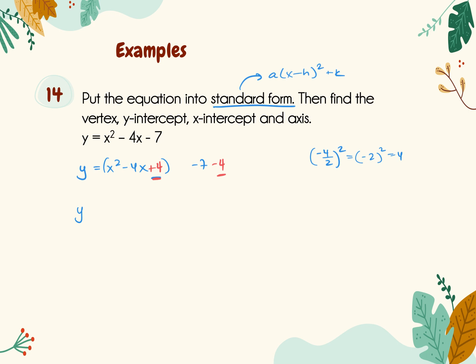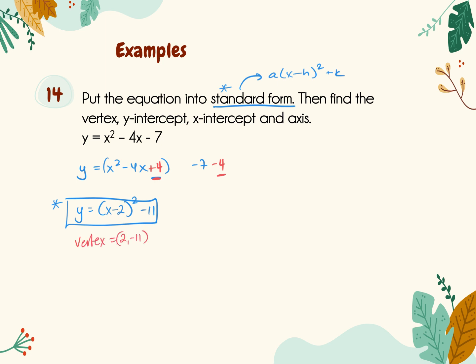Now I'm going to rewrite this. y equals (x - 2) squared minus 11. Now I put it in standard form, so that's the first question they asked me. Then I'm ready to go and do all the rest of what they want me to do. So my vertex is going to equal (2, -11). My axis of symmetry is the line x = 2.